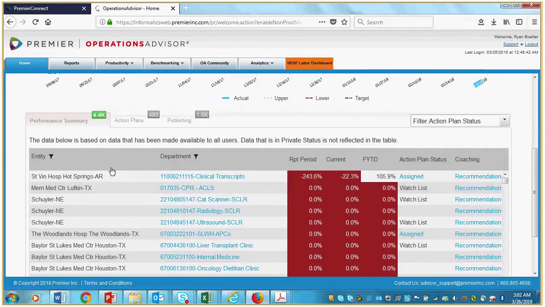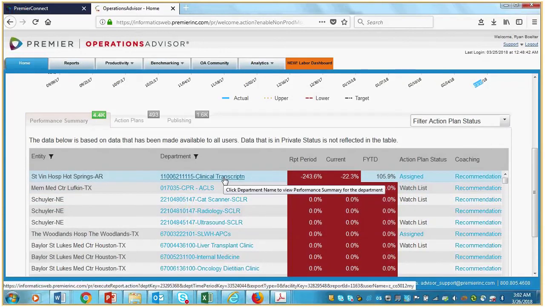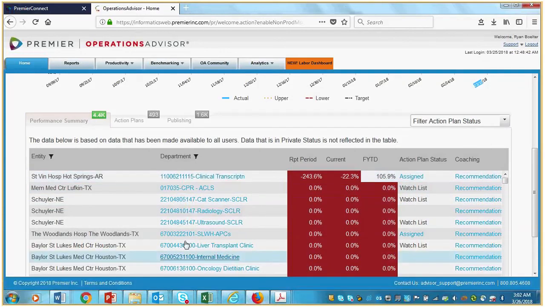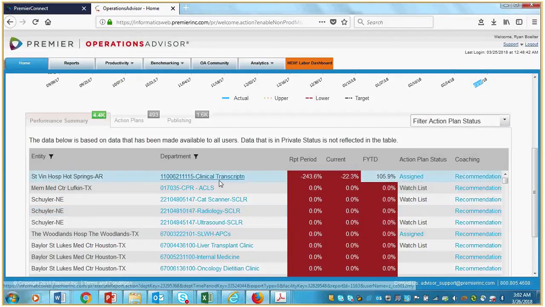So in the performance summary, you will see the departments that you've been given access to, whether you're owner, approver, or view access. Doesn't matter which one of those. As long as you have the view access, you're going to see it here. So if you see departments you shouldn't see, let us know. If you're missing departments, let us know. We'll make sure we get them added for you.